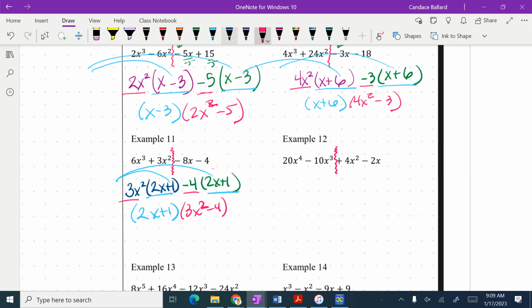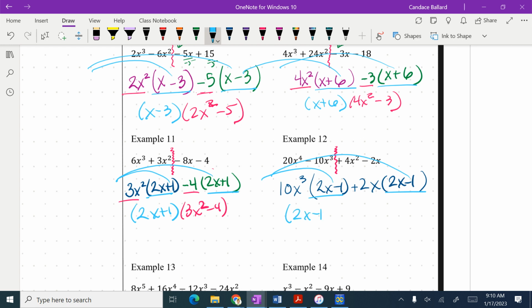So what's your greatest common factor in the first group? 10x cubed, right? Okay. Then let's see what was left behind. 2x minus 1. Okay, and then what's your greatest common factor in the second group? 2x. What's left behind? Good. So what matched? 2x minus 1 is that ugly greatest common factor. We're going to write it down out front how many times? Once. So 2x minus 1. All right, and then what was left behind?